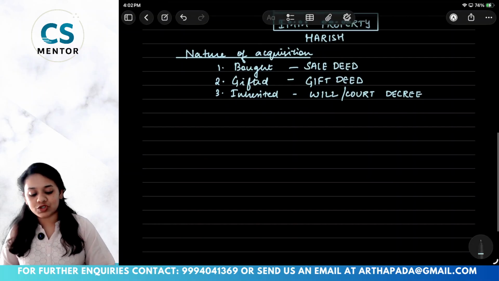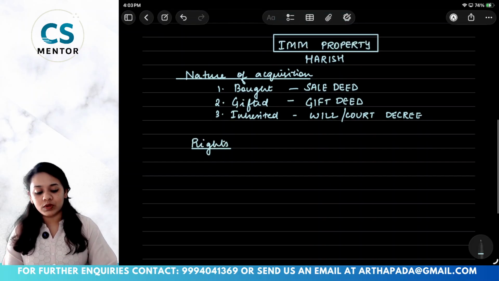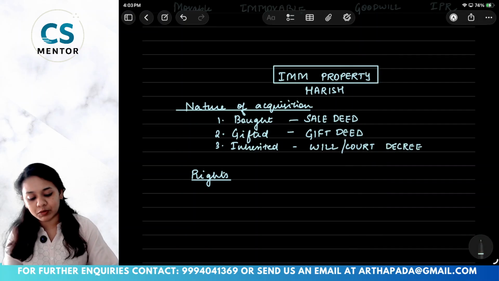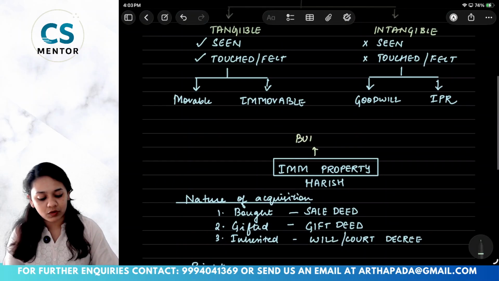Great, now that we've understood how he acquired it, what are some rights that are attached to his property? Whenever we talk about immovable property, we will say that every immovable property comes with what we call a bundle of rights. What is this?